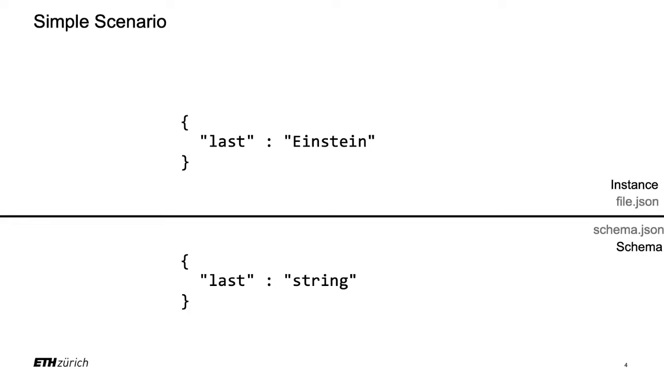So this is where we left last time. The document is on the top. This is the actual data that we want to validate. It will always be well formed, but now we want to validate it. And at the bottom, you have the schema.